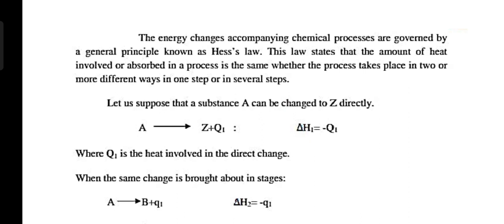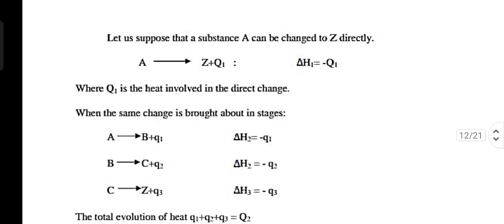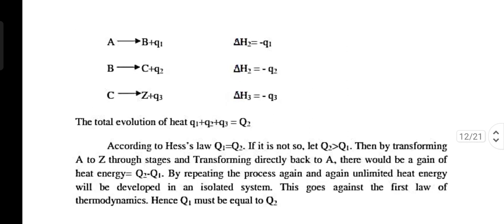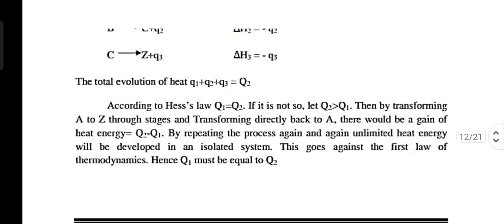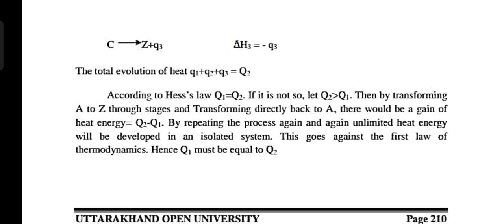When the same change is brought about in stages, A changes into B plus Q1, B changes into C plus Q2, C changes into Z plus Q3. ΔH1 is equal to minus Q1, ΔH2 is equal to minus Q2, ΔH3 is equal to minus Q3. The total evolution of heat Q1 plus Q2 plus Q3 is equal to Q. According to Hess's law, Q1 is equal to Q2.